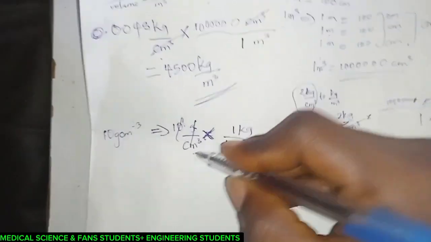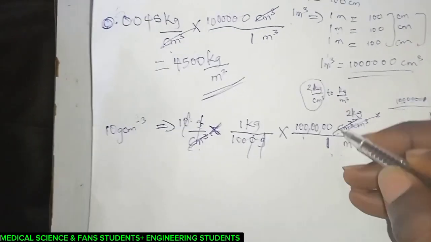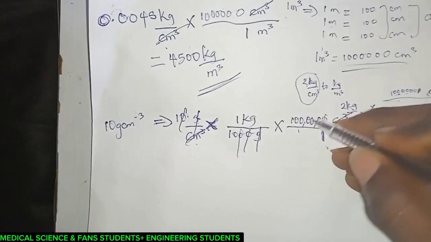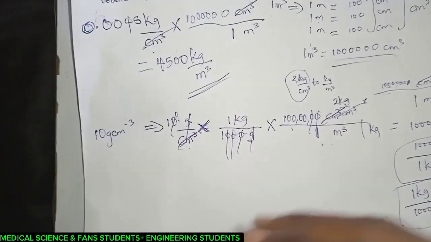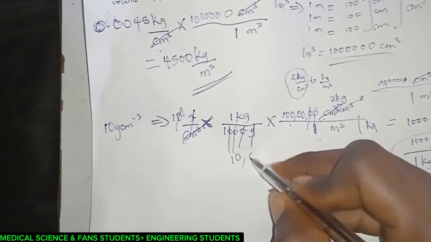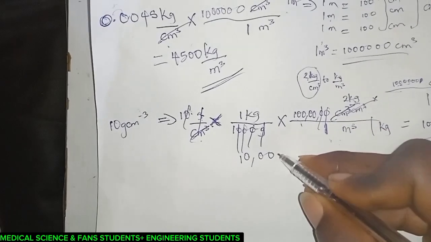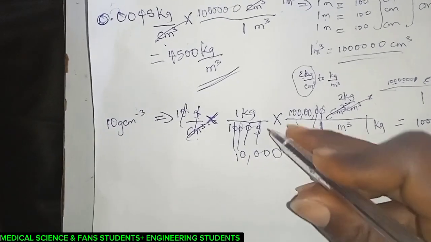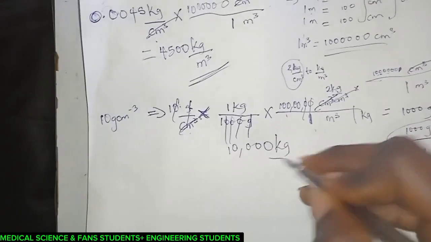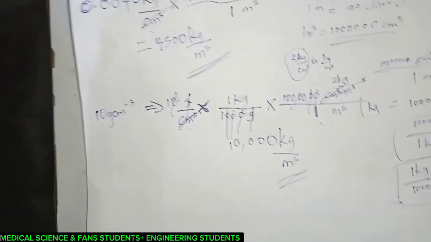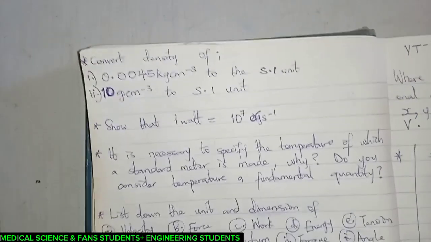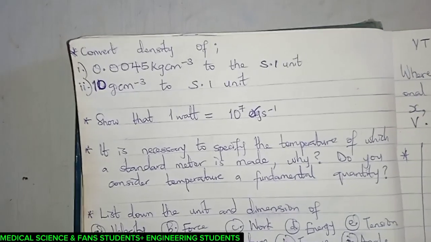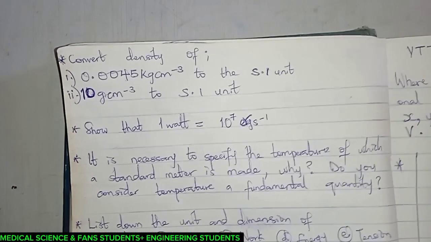So this will cancel this. 100 cancels 100. If you multiply now, I'm left with 10,000 kilogram per meter cube. Very simple. So that is how you convert from centimeter cube to meter cube and from gram to kilogram.